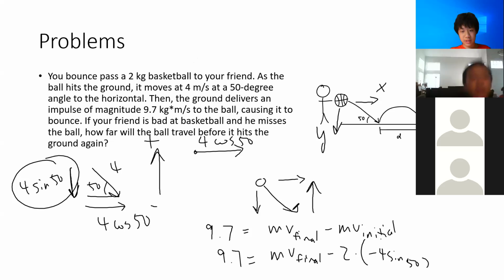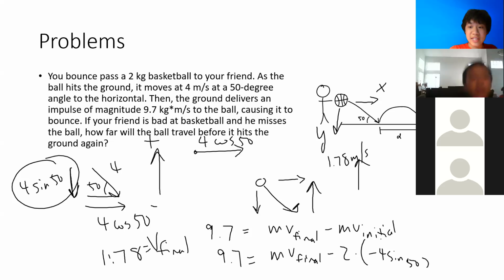So now we solve for v final. So 9.7 minus 2 times 4 times the sine of 50. Let me do that real quick. And then we divide by 2. So we're going to get 1.78 as the final velocity. So after the bounce, it's going to be moving up at 1.78 meters a second. And simultaneously, it's going to move right at 4 cosine 50. Let me calculate that real quick.